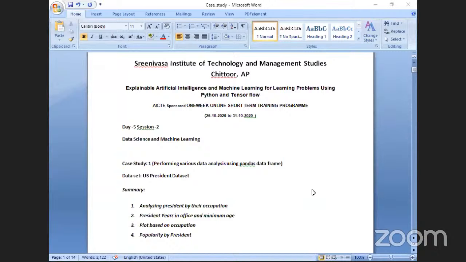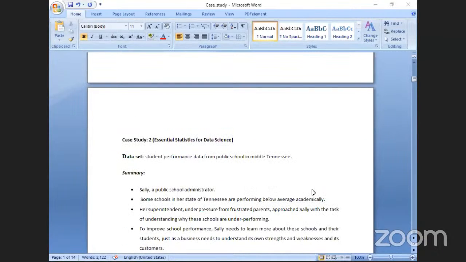The second case study is about how statistics can be adopted for data science. We discussed different statistics, right? Two basic statistics, descriptive and inference. How you can use these descriptive and inference statistics to perform analysis. In that context, we are going to consider the data taken from public schools in Middle Tennessee, a place in the southeastern part of the USA. So this is the second case study.